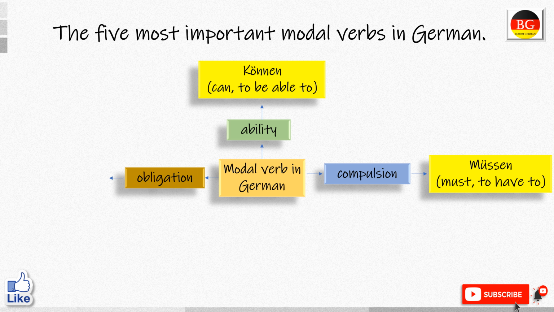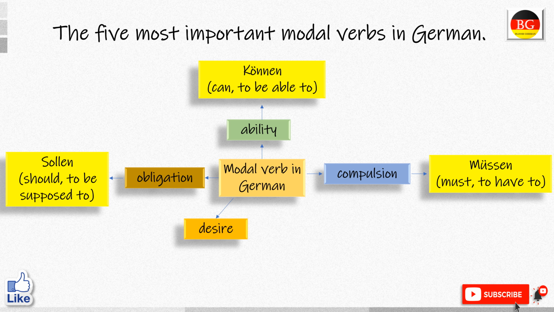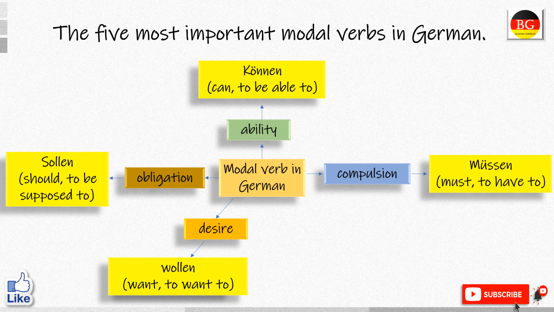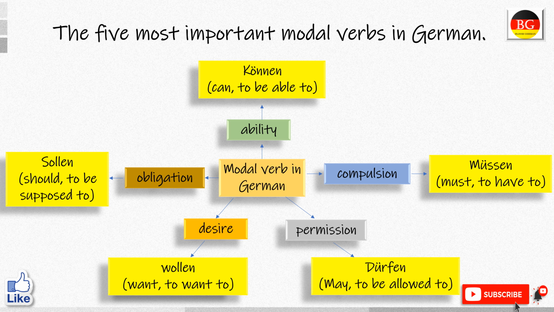For obligation, we are using sollen, should, to be supposed to. For desire, we are using wollen, bedeutet want, to want to. For permission, we are using dürfen, may, to be allowed to. These are the 5 most important modal verbs that are commonly used in a German language. Which are they? Let's revise. Können, müssen, dürfen, wollen and sollen.